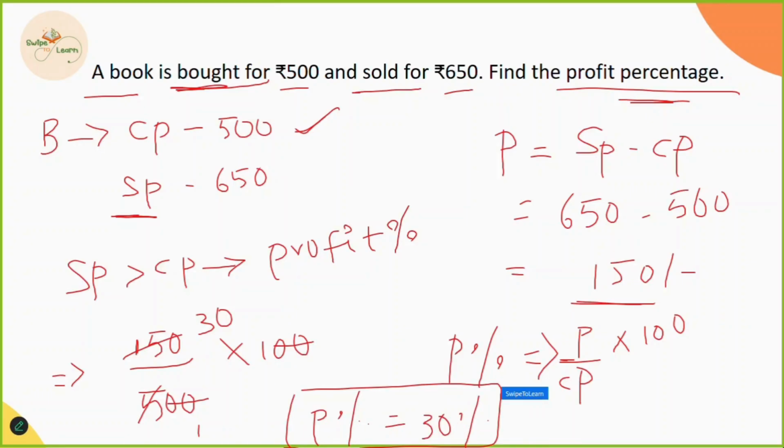So very easy, right? Profit and loss is actually easy, but many people think the most difficult topic of aptitude is profit and loss. So when CP is given and SP is given, finding the profit percentage is very easy.